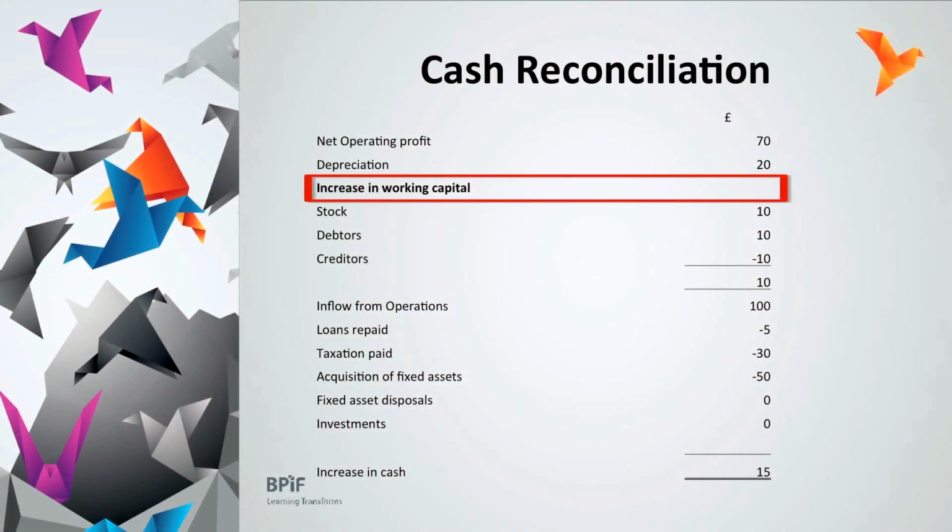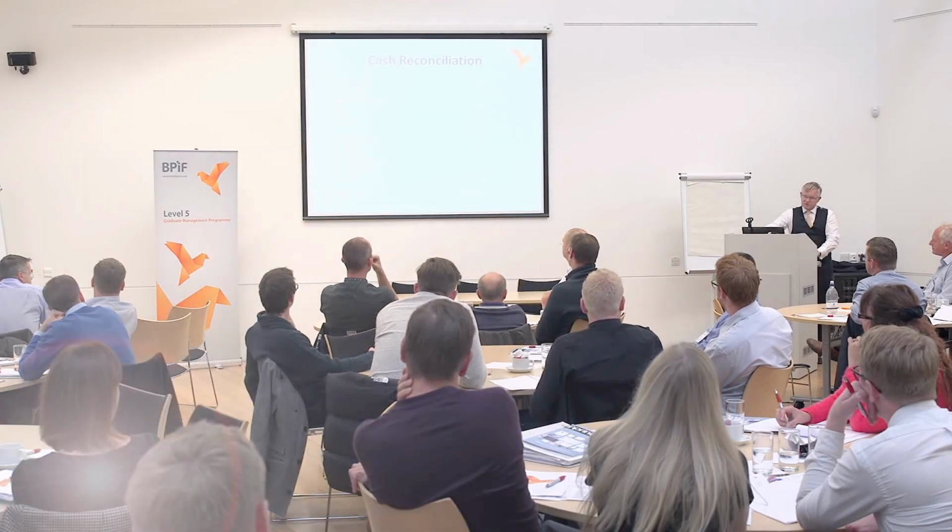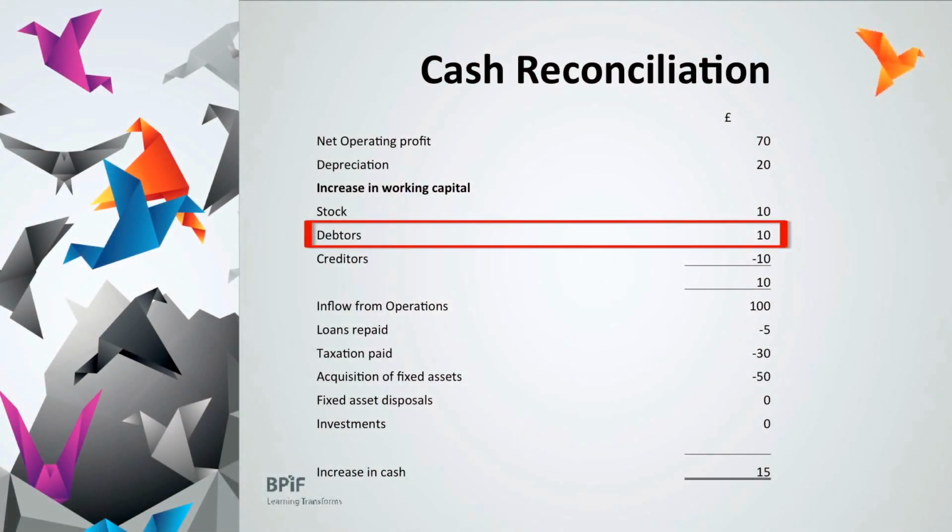And then we'd look at increases or decreases in working capital. Working capital is referring to our current assets and current liabilities. So if we've actually increased stock by £10,000, then that means we're not going to have £10,000 of cash in the business. Again, with debtors, if debtors have gone up by £10,000, then our customers haven't paid us that money, and again, it's not sitting in our bank account.